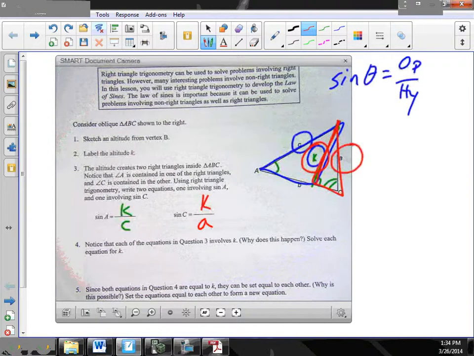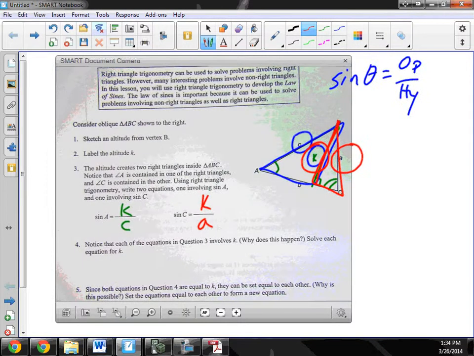Notice that each of the equations in question 3 involves K. Why does that happen? Because they both use the same altitude. So let's solve each equation for K. How would I change this so that it said K equals? So K equals C sine of A.